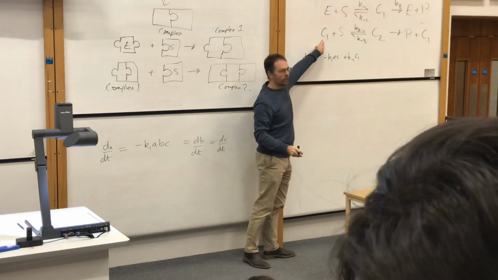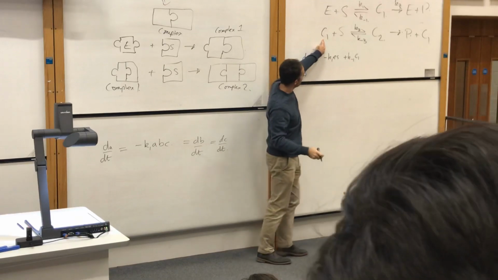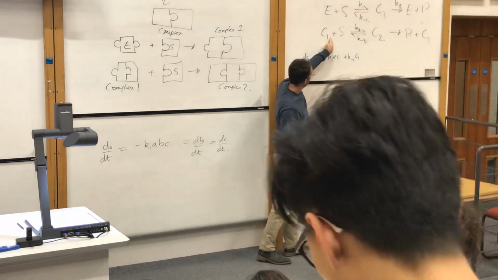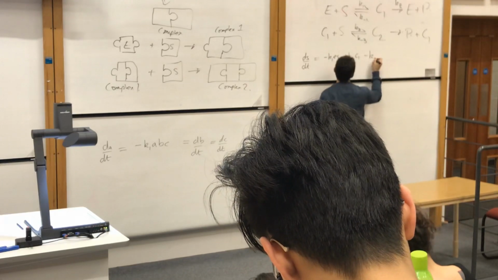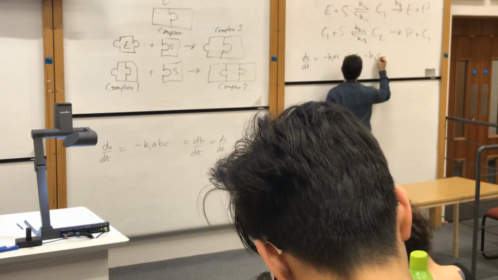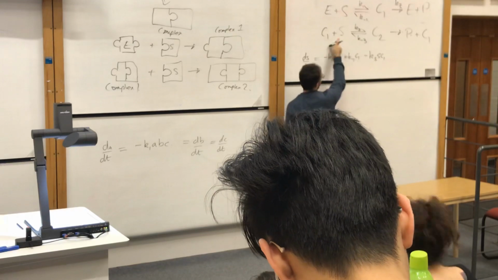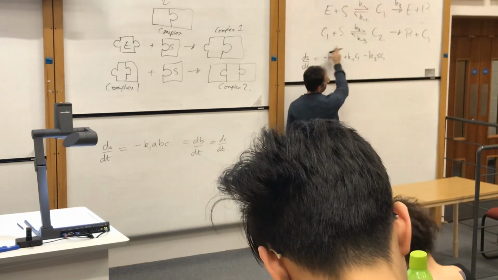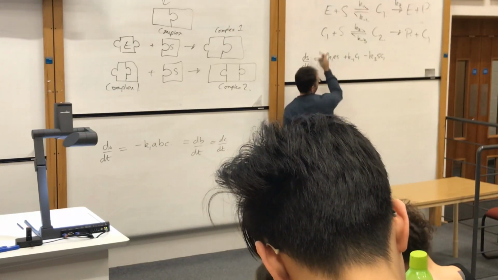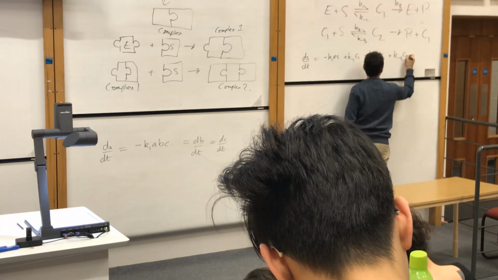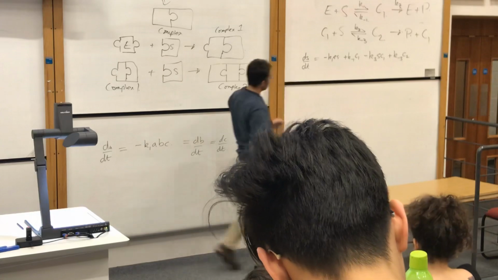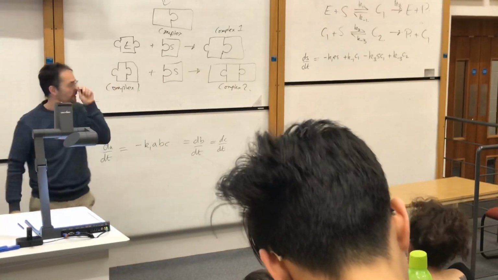Substrate is also being lost in the forward step of this one here, so C1 plus S forming C2. So you're going to have a minus K3 S C1. But we gain that substrate if we go in this reversible way from C2 to S plus C1. So plus K minus 3 C2. And I think that's all the terms for S.